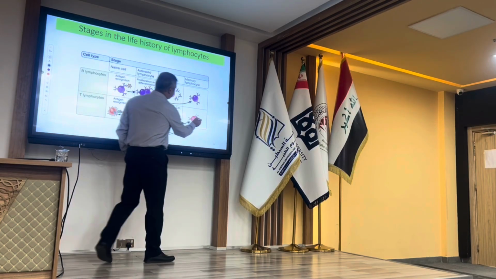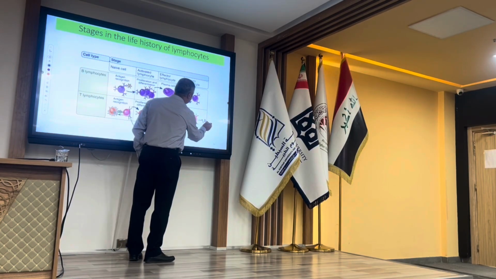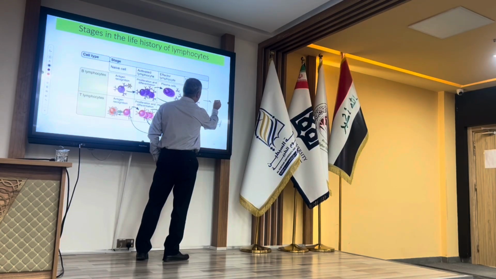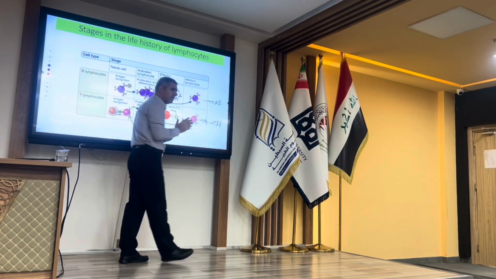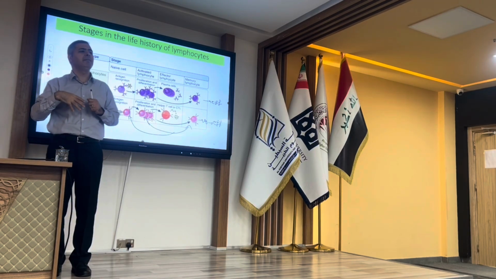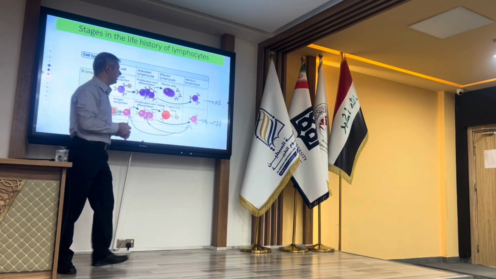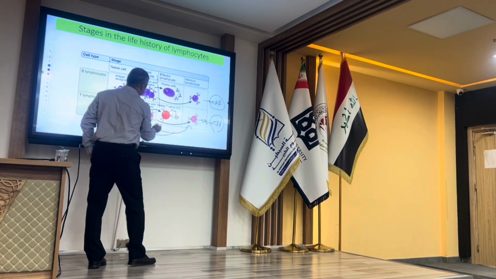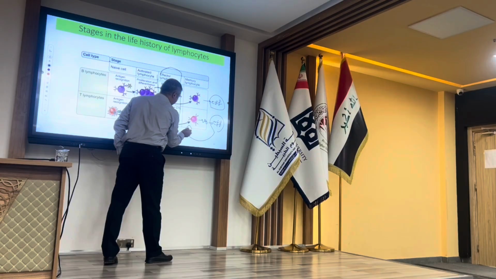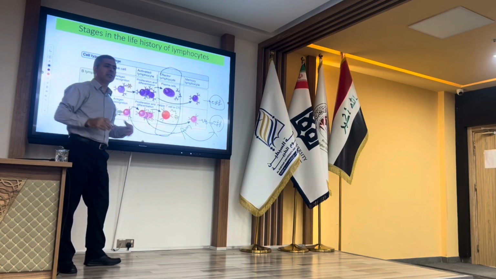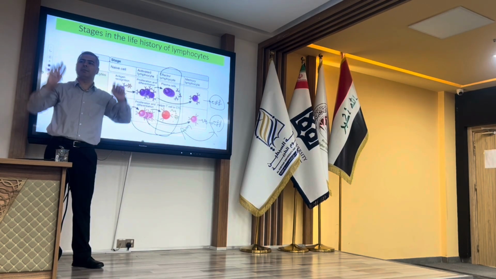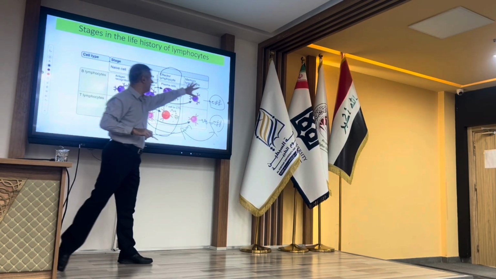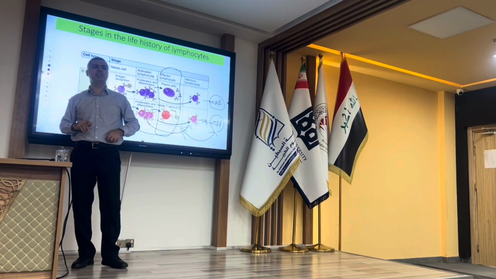And memory cells, after binding with antigen, again will differentiate to effector cells. So memory cells, after recognition of antigen, will differentiate to effector cells again. But there is a difference between these effector cells and those effector cells. What is the difference between them? We have two types of effector cells: effector cells that come from a naive cell and effector cells that come from a memory cell. What is the difference between them?